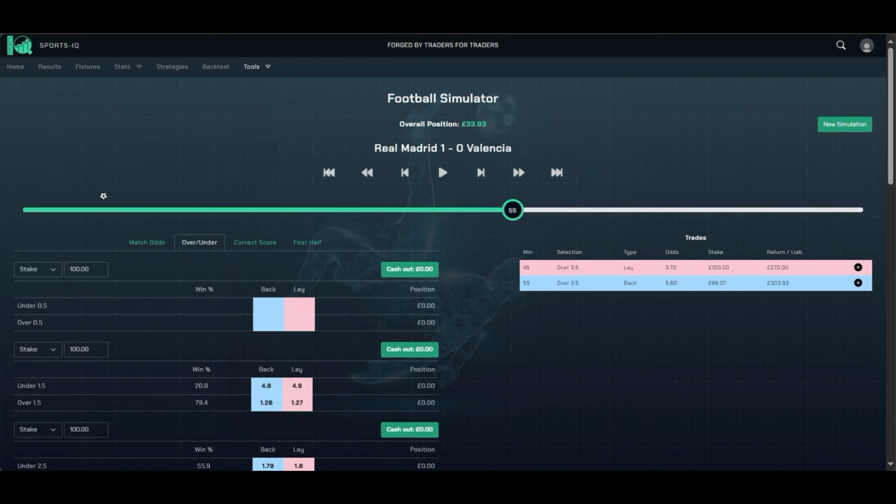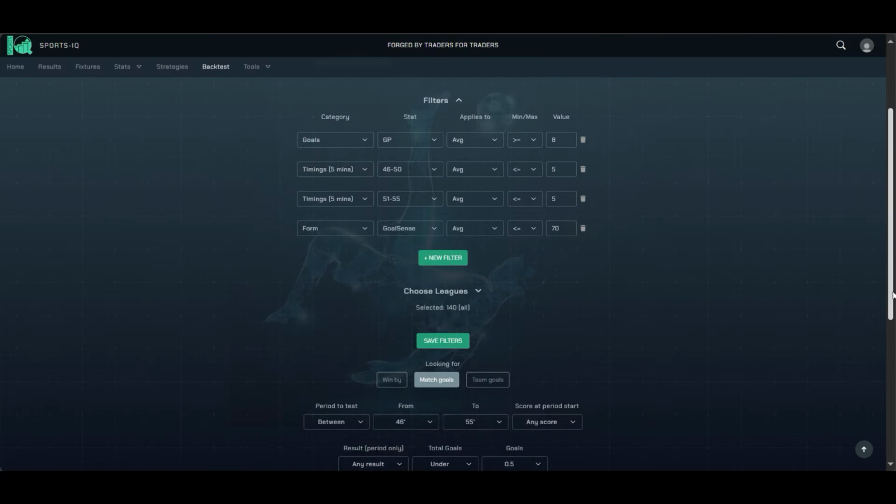So as you can see, over the 10 sims, I have shown on average you will make a 35% return on your £100 stake and a 20 to 30% loss on your total liability. It's a very simple strategy when you follow the rules and only trade the selections on offer from the filters. That being said, we can head over to the backtest page.